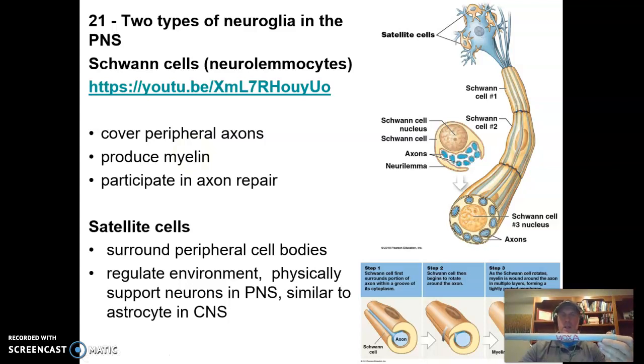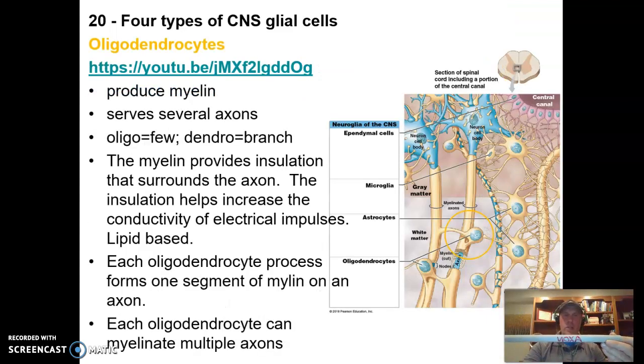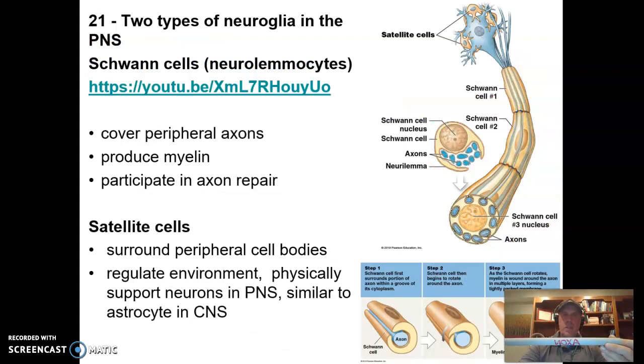So when you look at how this works, just equate Schwann cells with the peripheral nervous system and oligodendrocytes with the central nervous system. And with this, it's the same idea. You're trying to have Schwann cells that create this fatty myelinated sheath that wraps around each axon, and it helps insulate it and helps with the conductivity of electricity down the nervous system.